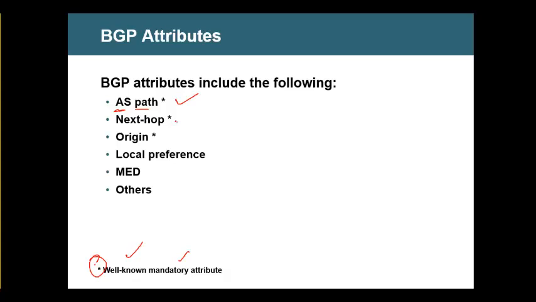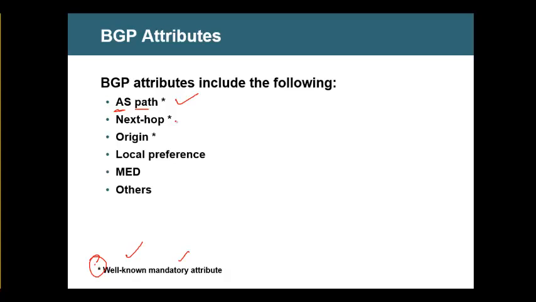So it is definitely well known because every BGP will have it, whether it is run on a Cisco device by Cisco or Juniper device by Juniper or Huawei. Everyone will have this, well known. And if it is not seen, it is an invalid update. Then it is called mandatory. If it is not seen, it is invalid, meaning it must be seen.